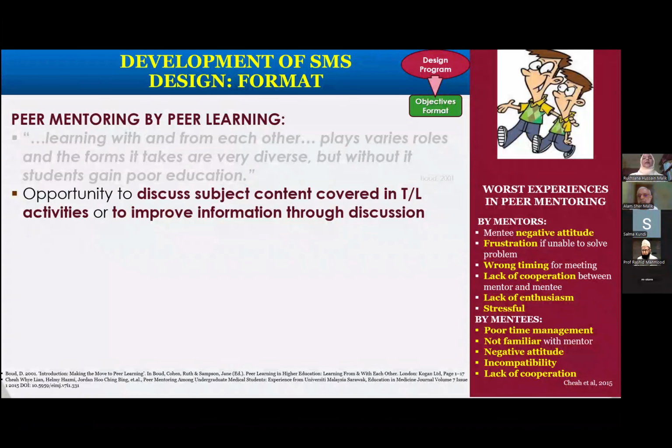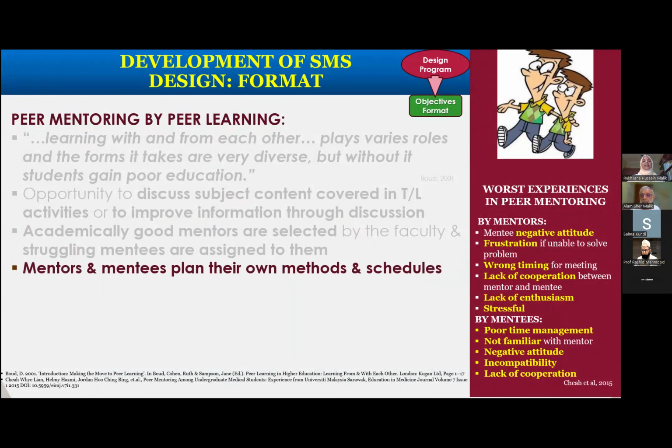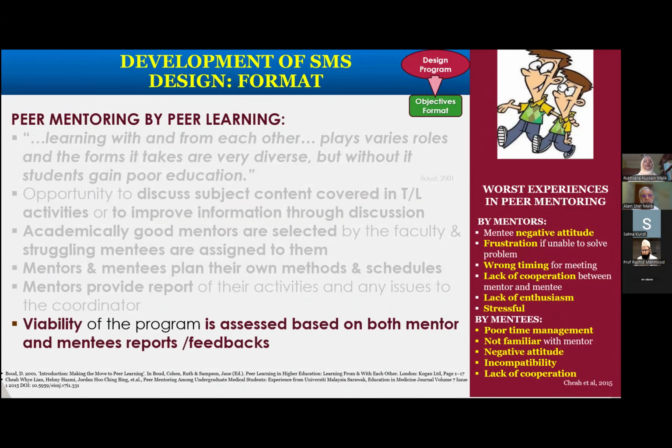The opportunity to discuss subject content covered in teaching-learning activities, or to improve information through discussion, is one advantage of it. Academically good mentors are selected by the faculty and the struggling mentees are assigned to them. Mentors and mentees plan their own methods and schedules of how this will be done. The faculty doesn't play a big role in it. The mentors provide reports of their activities and any issues to the coordinator. That is, the mentor-mentee coordinator will be informed if they are having any problem in developing the system. The viability of the program is assessed based on both mentor and mentee reports and their feedback.